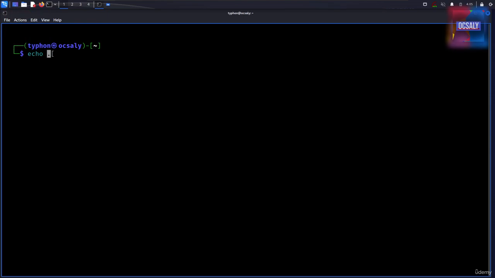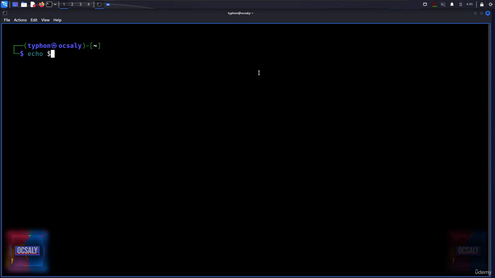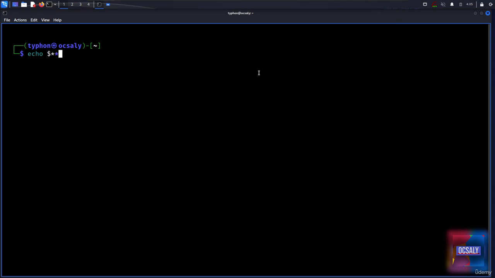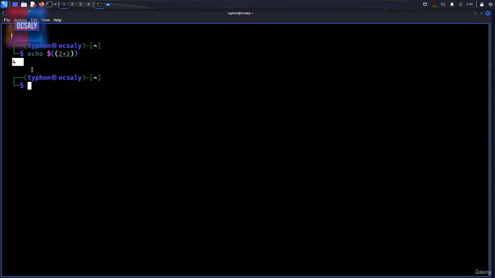Arithmetic expansions in shell. The shell allows arithmetic to be performed by an expansion. So this allows us to use the shell prompt as a calculator. So for example, let's do this: echo, and now we're going to use double braces here, and for example, 2 plus 2. And as you can see here, we got 4.